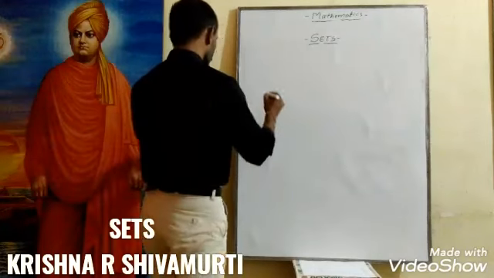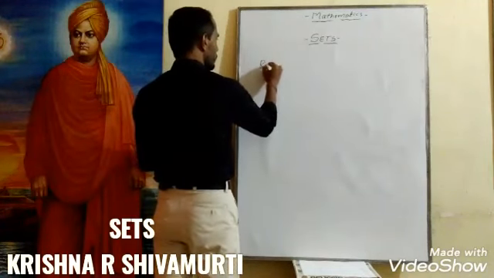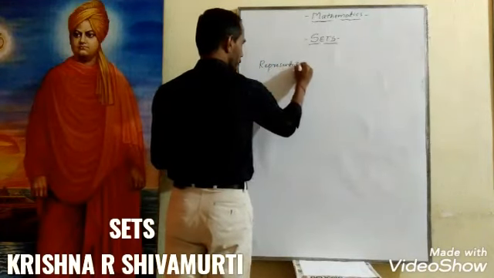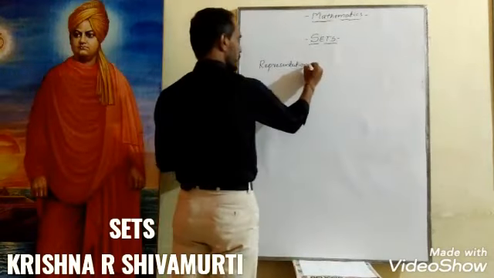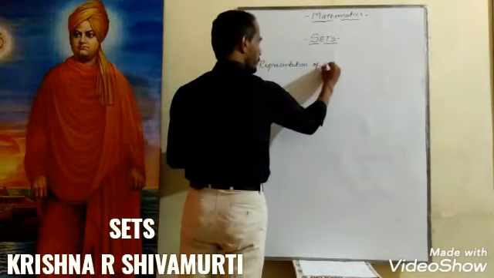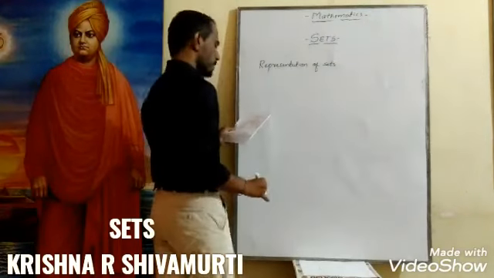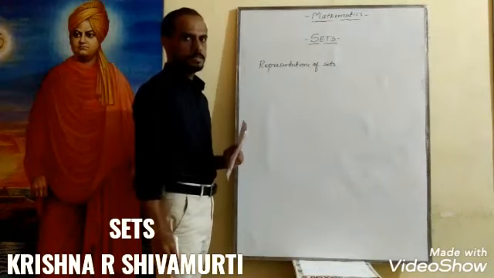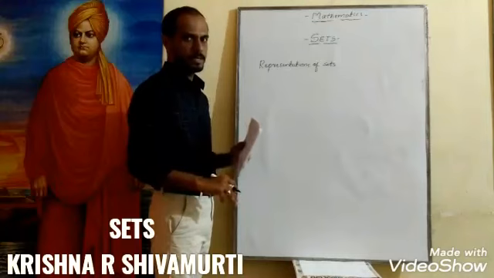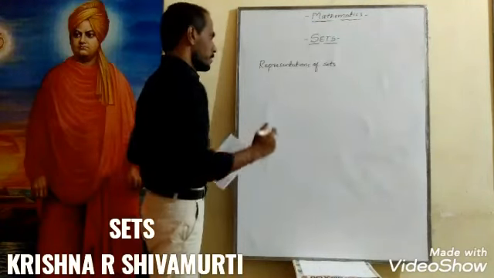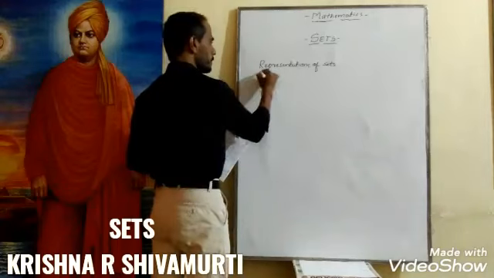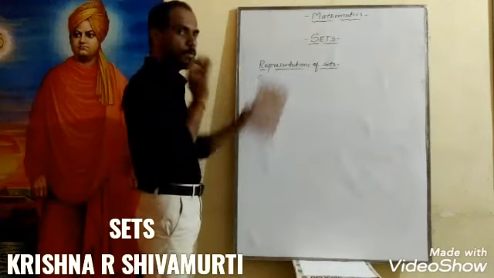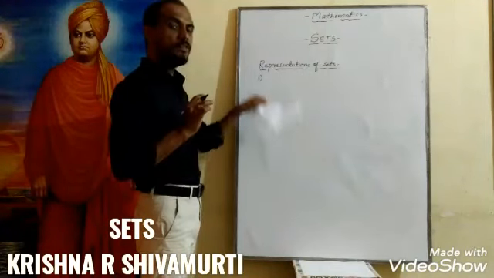Okay, students, now let's discuss the representation of sets. What are the kinds of representation? There are three kinds of representation. Write down, students. The first kind of representation, not the types of sets, it is the kinds of representation.